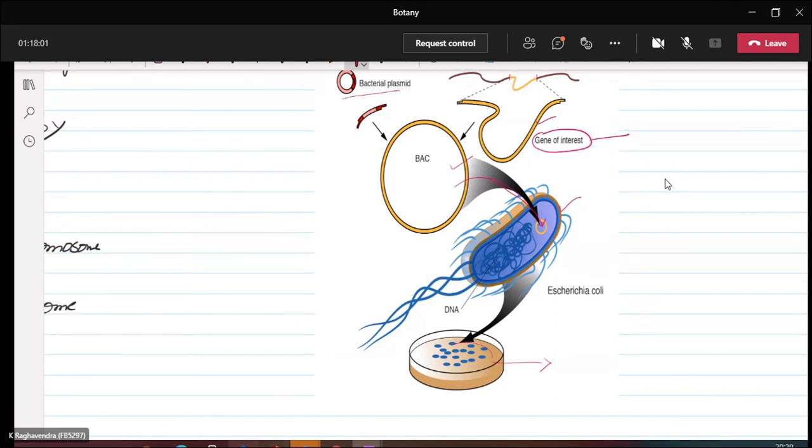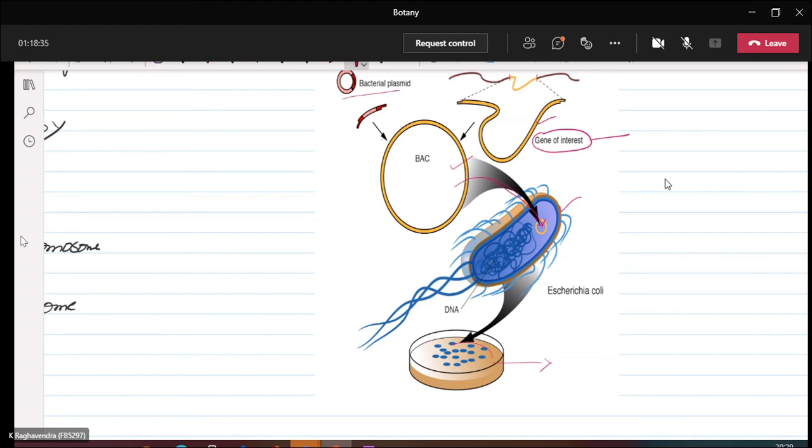Any doubt regarding this? Is that clear? BAC is nothing but a bacterial artificial chromosome. Now this bacterial artificial chromosome is allowed into the bacterial cell. Bacterial cells are competent. They can accept these bacterial artificial chromosomes. When they divide, these bacterial artificial chromosomes are also divided. This is a large piece of DNA. It can be propagated as a circular artificial chromosome in bacteria.